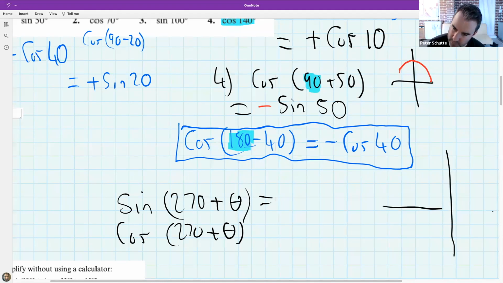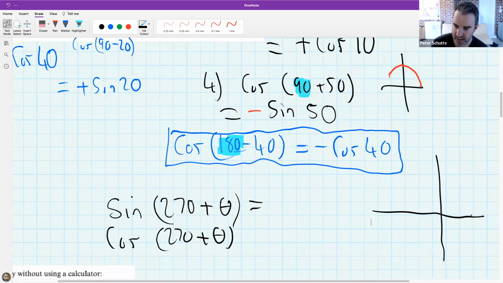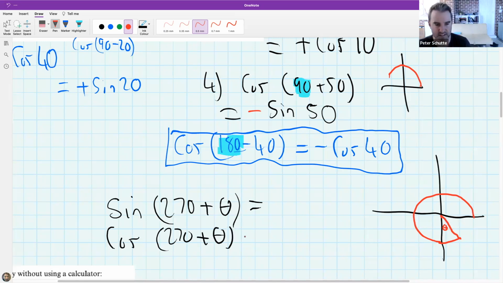So if you imagine what the 270 plus theta angle looks like, it starts here, it goes to 180, then it goes to 270, and then that angle over there needs to be theta. Can you reduce the sine of 270 plus theta? Can you reduce that? And I want you to put the answer in the chat. I'll call this A and this B.